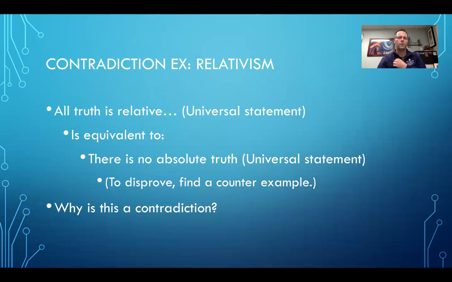How about this? All truth is relative. This is the theory of relativism. So that is the same thing as saying there is no absolute truth. How would we find a counterexample? There is no absolute truth. Why is this a contradiction in itself? Because I could just ask the question, is that absolutely true? If it's absolutely true, we just found one. And all it takes is one counterexample to show that there exists not some universal statement like this.